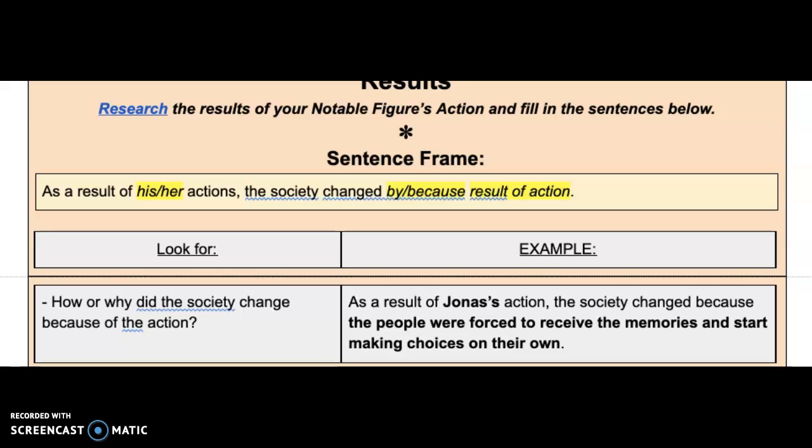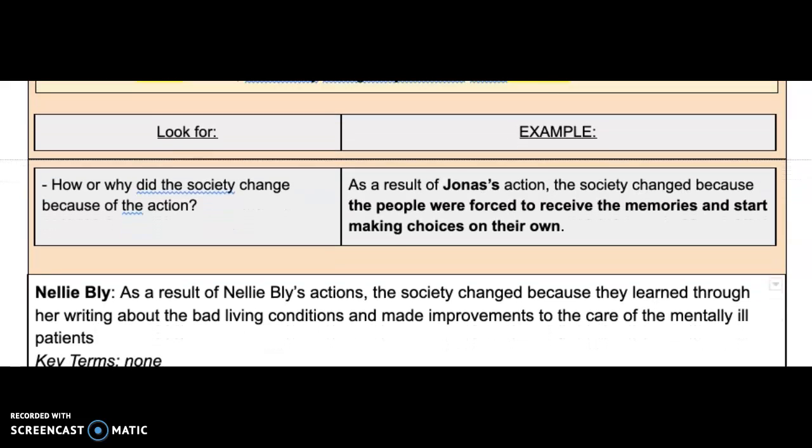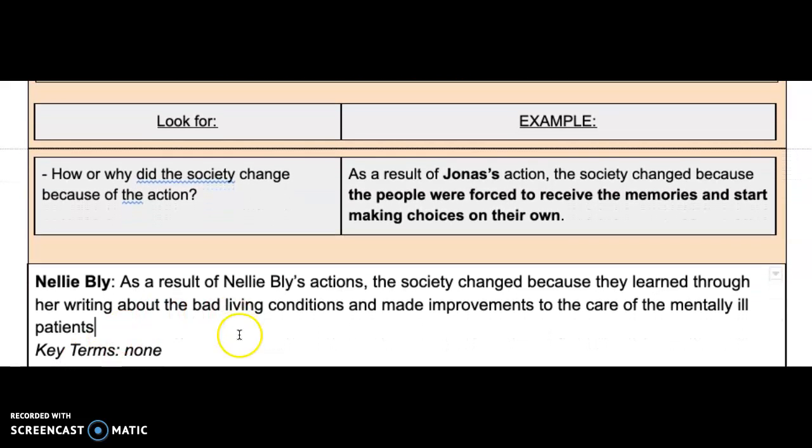After doing my research on Nellie Bly, this is what I came up with for the sentence. This is what you will be writing in your document, and it says, as a result of Nellie Bly's actions, the society changed because they learned through her writing about the bad living conditions and made improvements to the care of the mentally ill patients. And I had checked, and there were no key terms required for Nellie Bly.